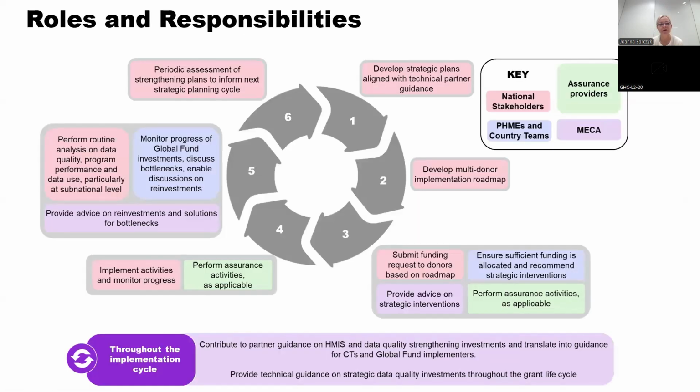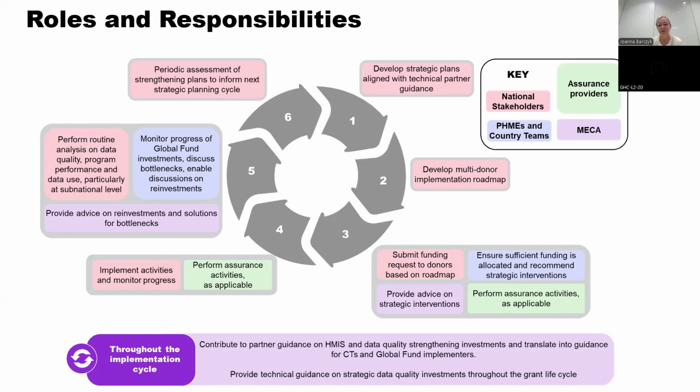So all that I have just presented comes, of course, with roles and responsibilities at different levels. So we see four different stakeholders. In red, you will see national stakeholders. National stakeholders that are National Health Information Directorates, the disease programs, other implementation partners, so PRs, but also technical partners, other implementation partners at national level.